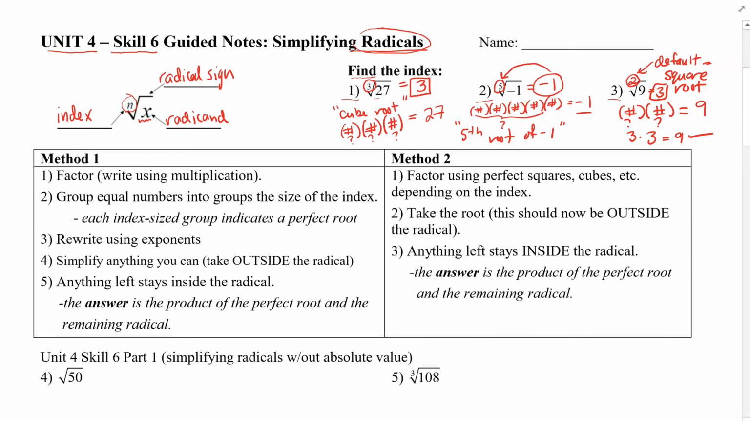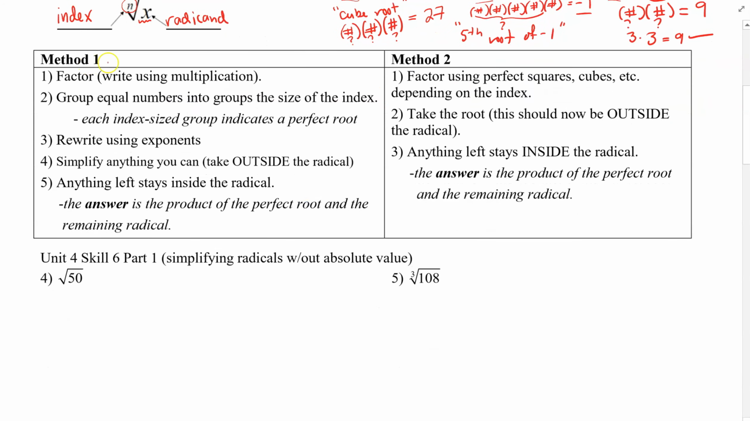Okay, so for the rest of the examples on this outline, we're going to be using one of 2 methods. In both of the methods, though, we have to break the number down into factors. Both of them begin the same way. Method 1 focuses more on the size of the index and then grouping things according to that size. Whereas method 2 focuses more on looking for numbers that are perfect squares or cubes, so it doesn't necessarily go all the way down to the prime factors like method 1 does.